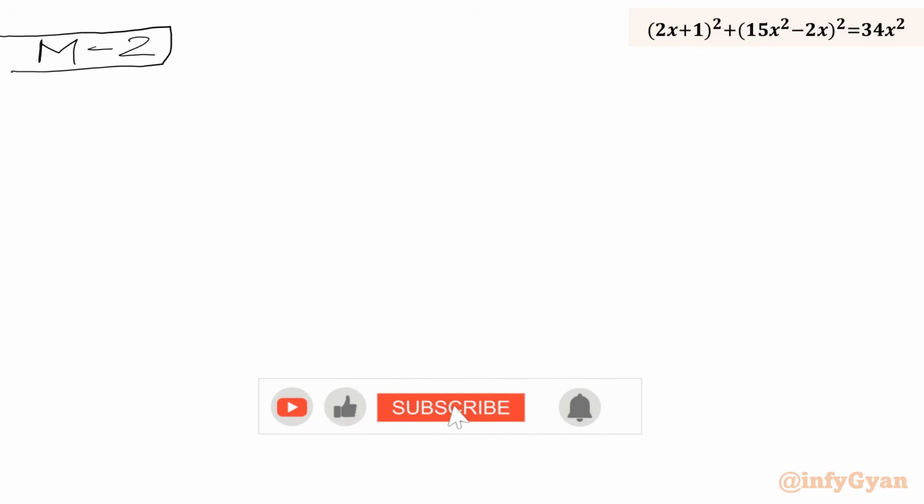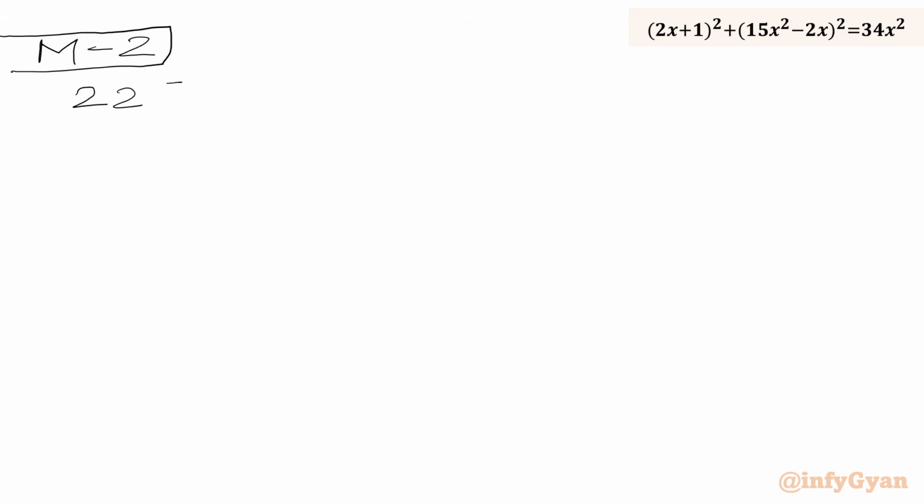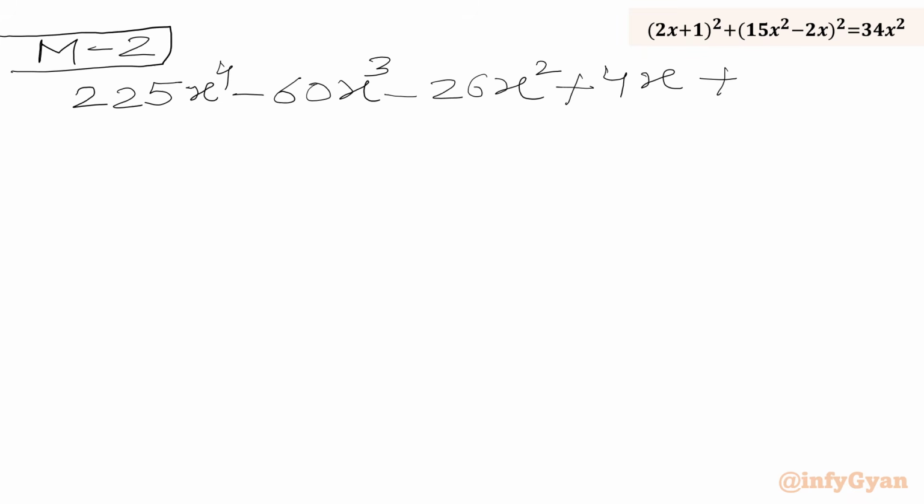Now we will check method number 2, which is comparatively smaller and short method with method 1. So I will write here Quartic equation first. 225 x power 4 minus 60x cube minus 26 x square plus 4x plus 1 equal to 0.